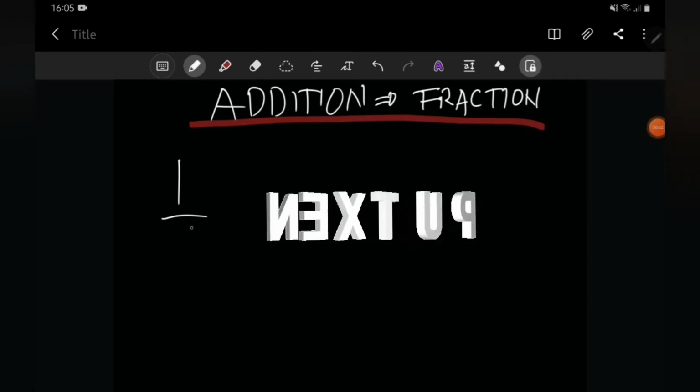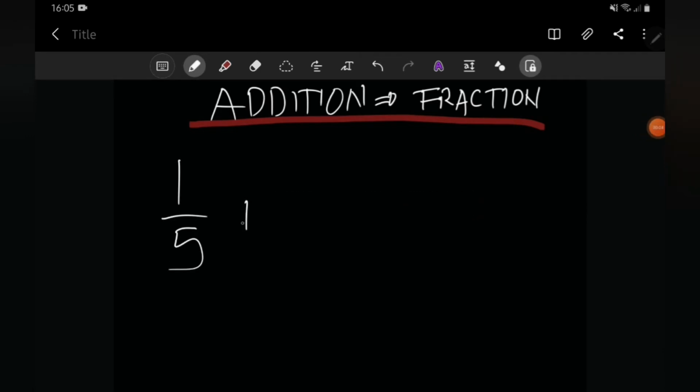So it is 5/12. The next one, we will add a fraction with a fraction. So in this example, we will add 1/5 plus 4/6. The same, we will use cross multiplication.